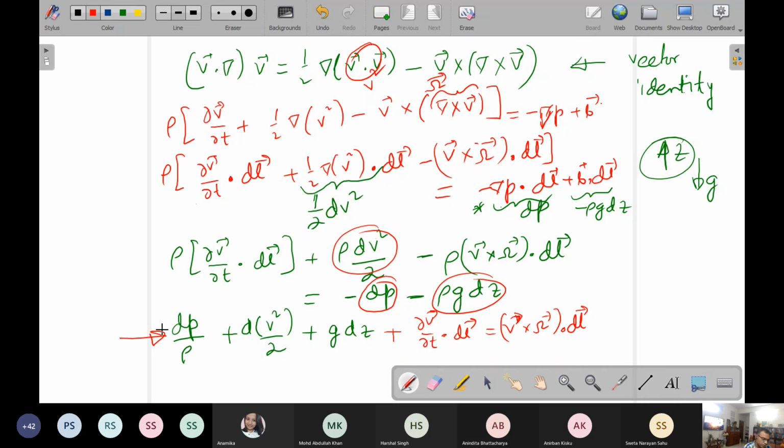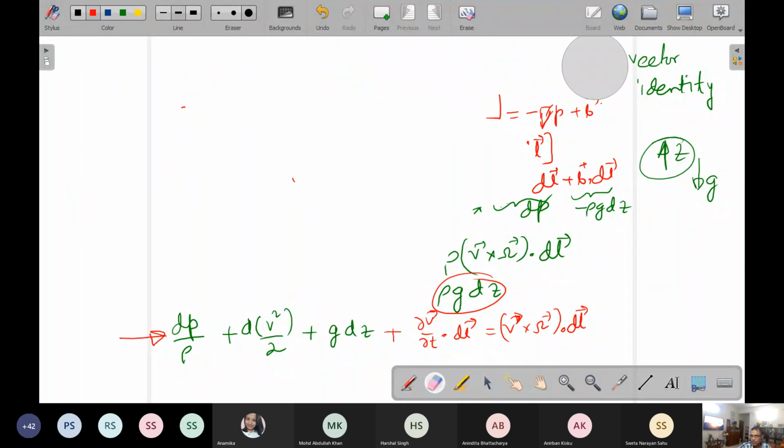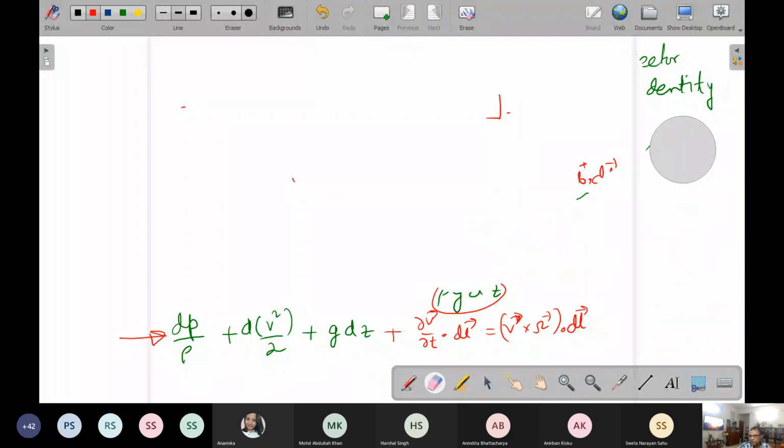Otherwise, there could be other expressions for the body force. So these are the two assumptions. We have not taken any other assumption. So now we will make some further assumptions. So to make it clear, I will write that what are the initial assumptions that we have made to arrive at this, and then some further assumptions. So initial assumptions.